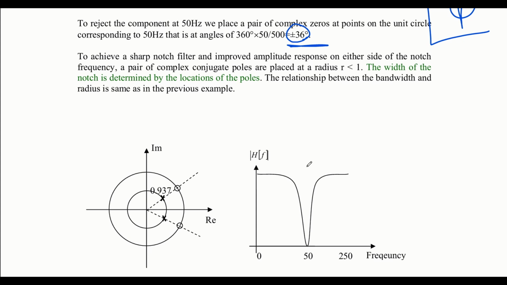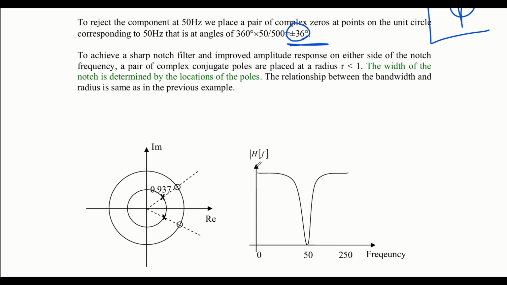So that's what you see on the unit circle. Now probably you might be asking where we are getting this 0.937 from, and you remember that the radius is given by 1 minus the bandwidth over the sampling frequency times pi. This is from the previous video.